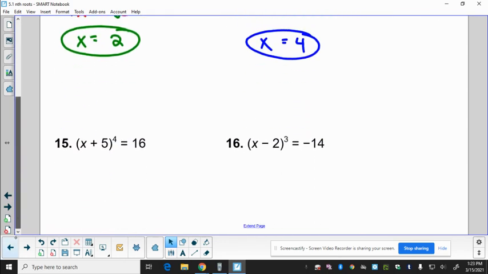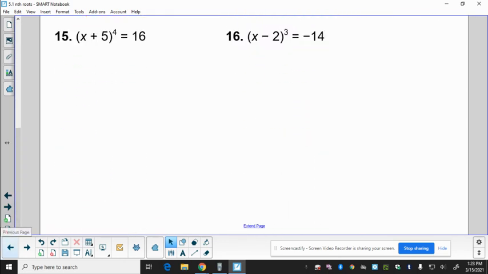Well, let's go a little bit farther. All right, we got a couple more. So here's some problems with parentheses. Remember, don't try to take anything out of the parentheses. I guess what we're going to need to do is remove that exponent right there. So we need to do a fourth root on both sides of our equation. So that will cancel out the roots. We're going to have x plus 5 equals the fourth root of 16.